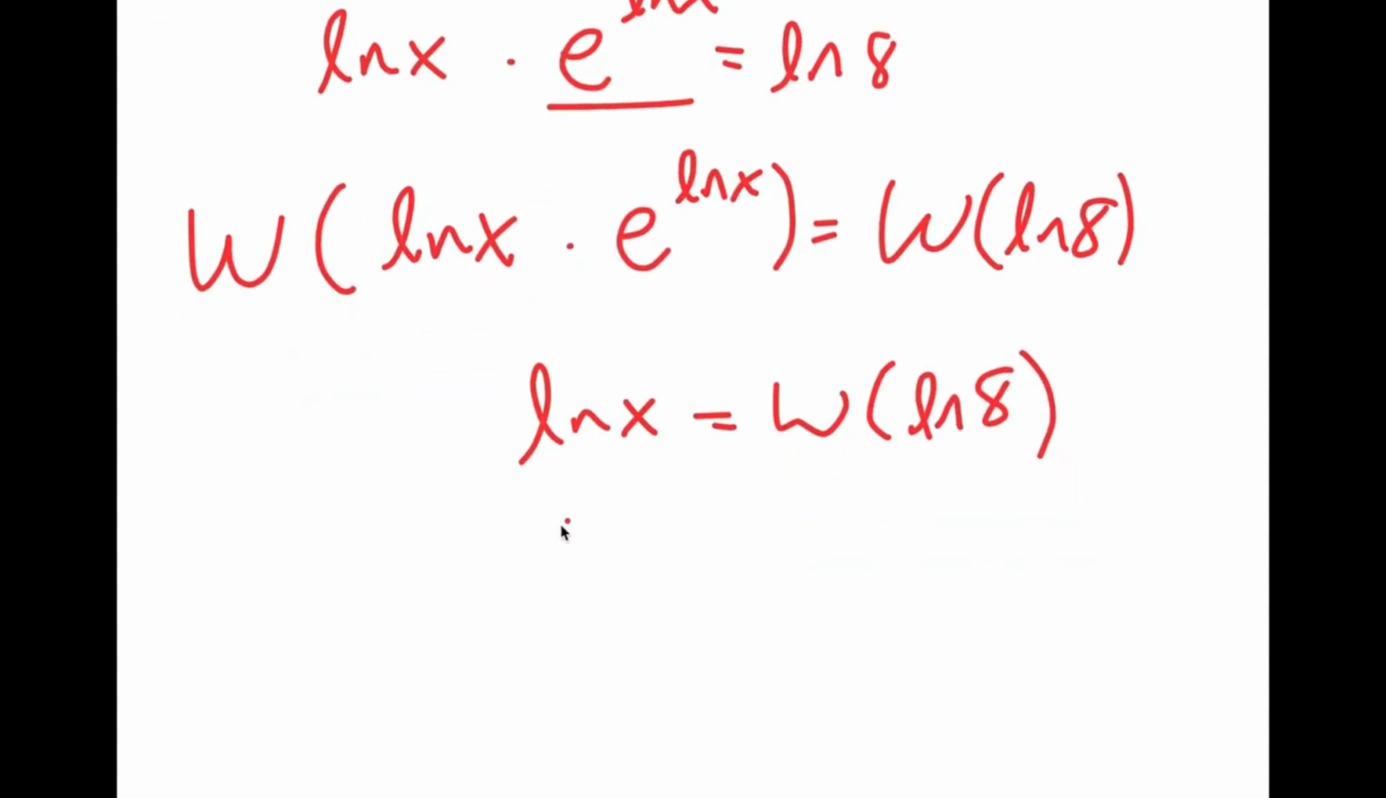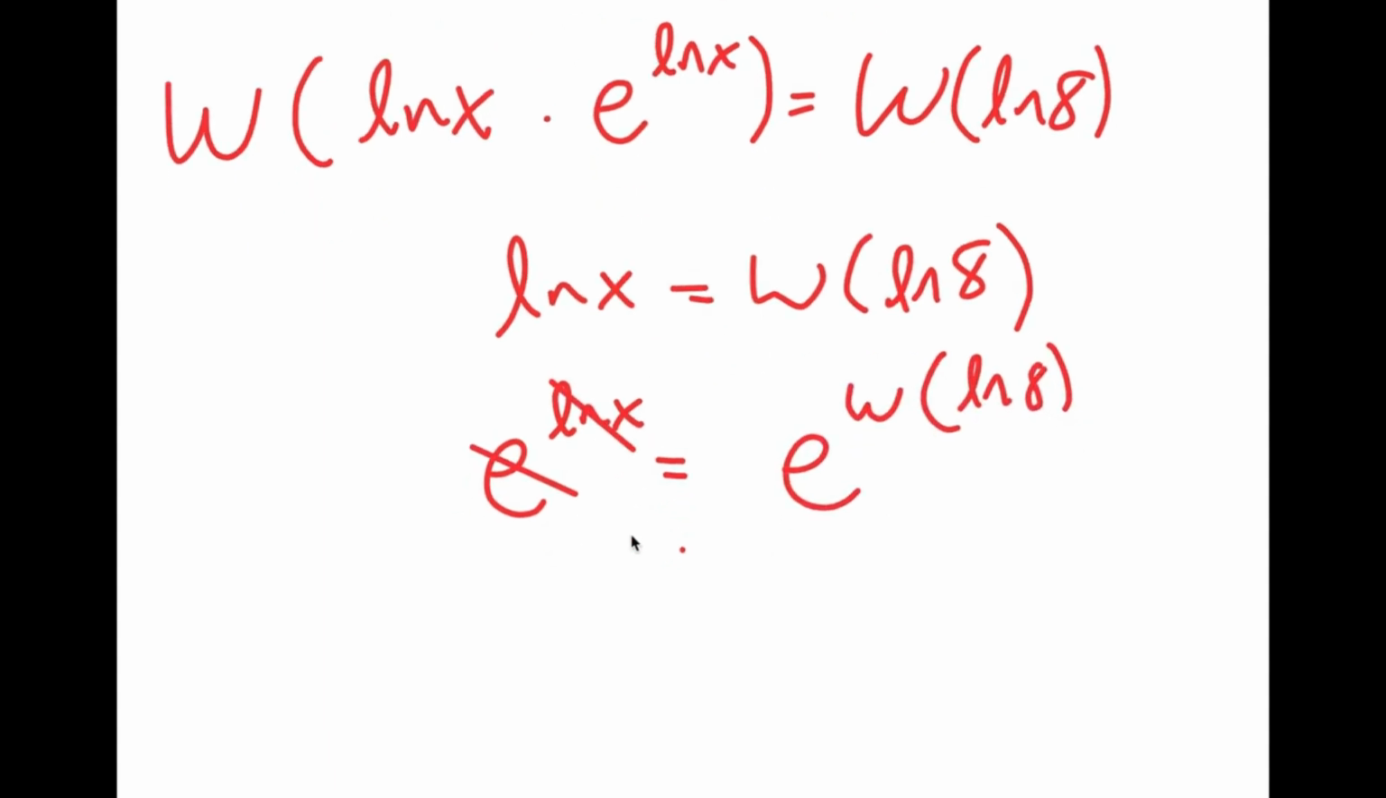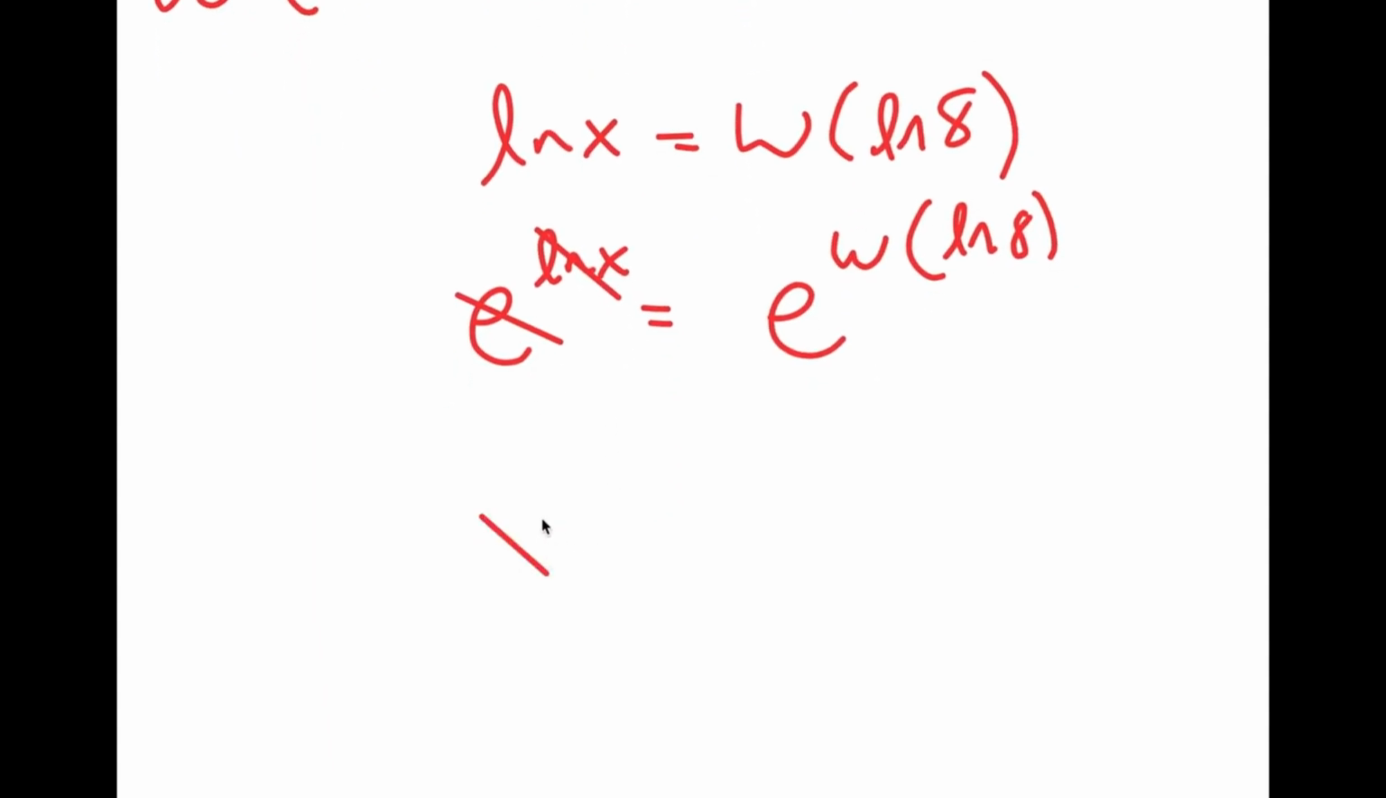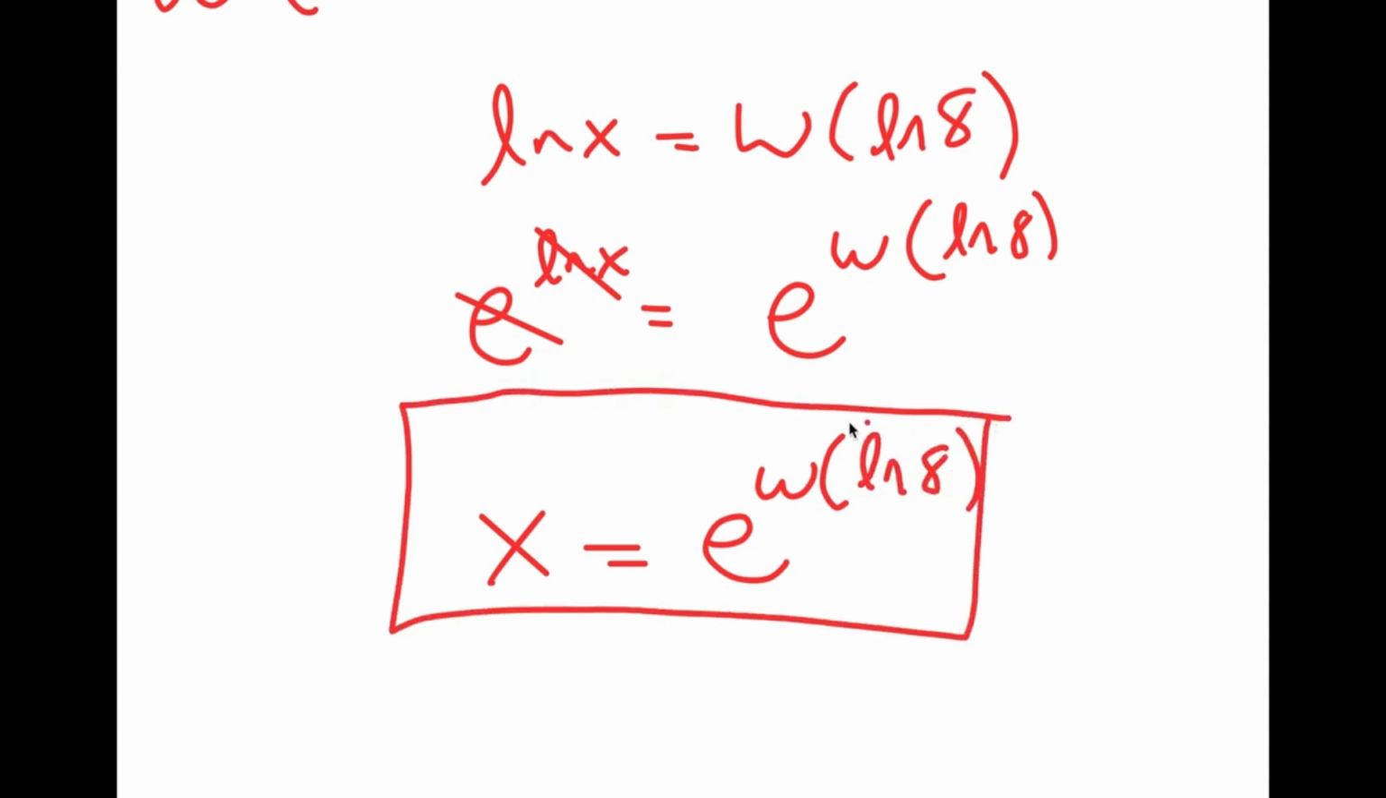And then now I'm going to take e to the power of both sides. So I get e^(ln x) = e^(W(ln 8)). And e and ln cancel out. So I get x = e^(W(ln 8)). So this is my value of x.